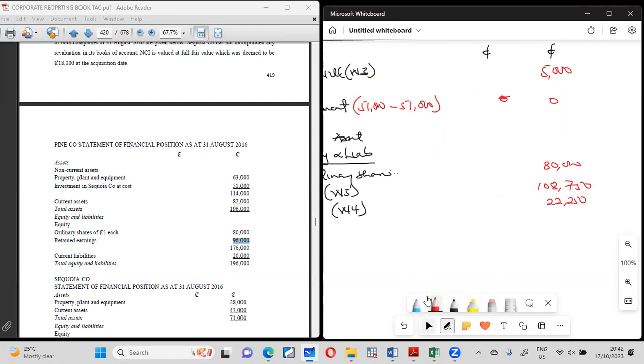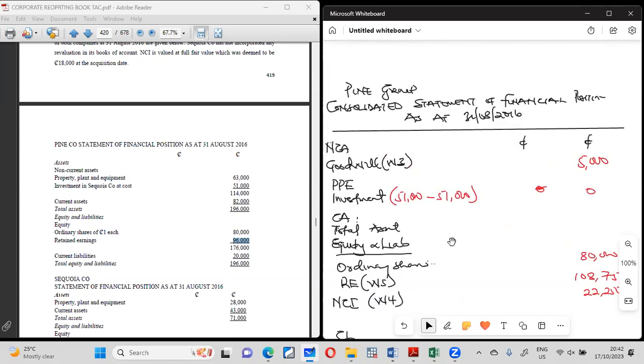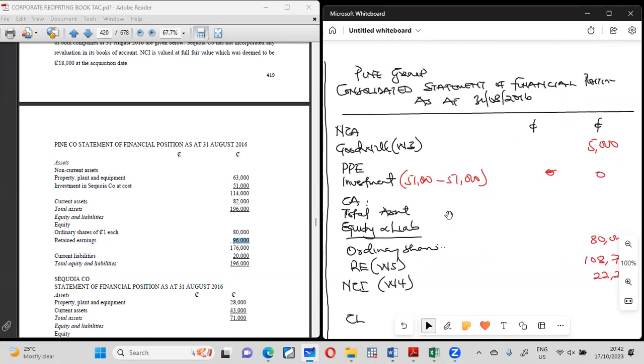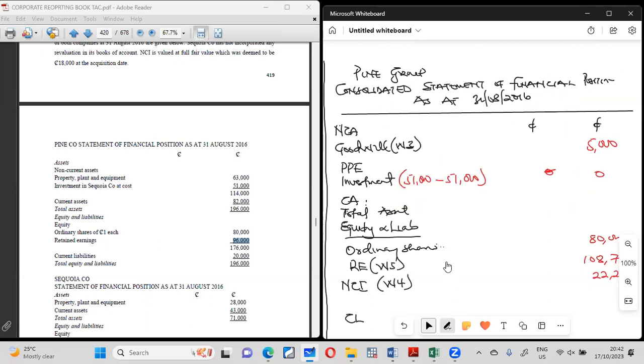Now, the assets and the liabilities are added line by line. What do we mean by that? Line by line, the assets and the liabilities. So when you take the PPE, for example, you need to show it in these brackets. The PPE for this one is 63,000, right? Plus the PPE for this is what? 28. So you show it like this, 28.